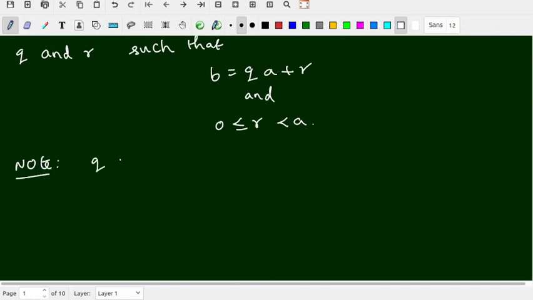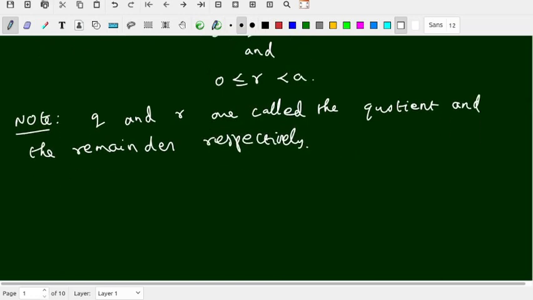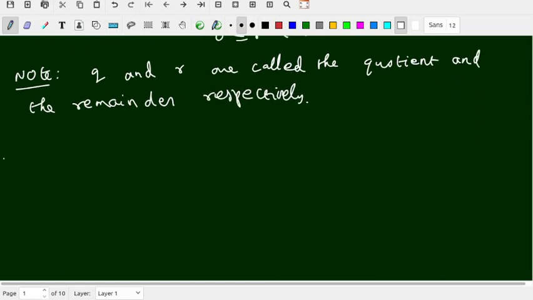Here q is called the quotient and r is called the remainder, respectively. Here a is called the divisor and b is the dividend in the division. So now we will prove the result using the well ordering principle.